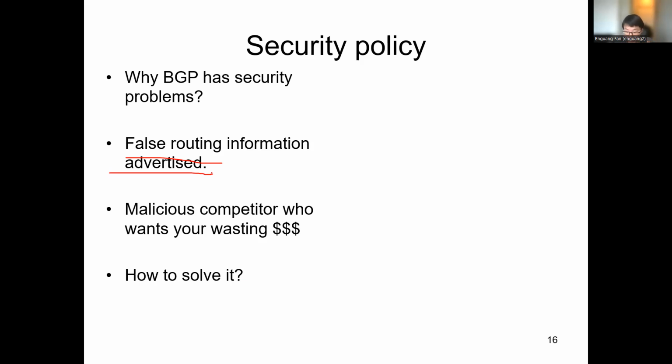If a device or a router is hijacked, it can send out false routing information to mislead you, right? Another possible reason is that your competitor wants to deceive you. They want you to send packets at a higher cost, or they want you to send the packet via their network so they can charge you, right? So how can we deal with that?